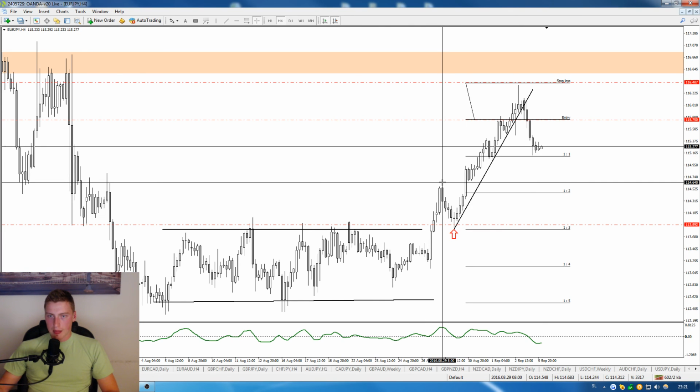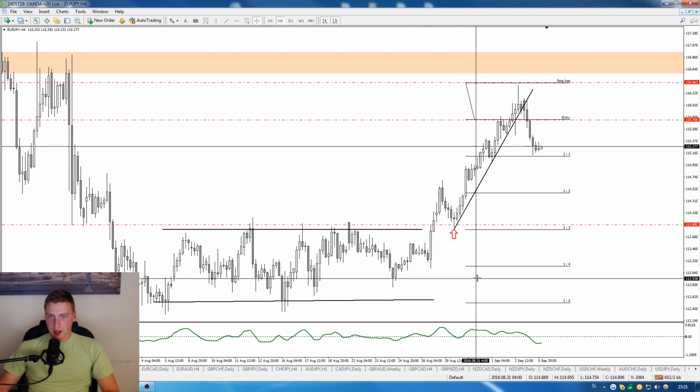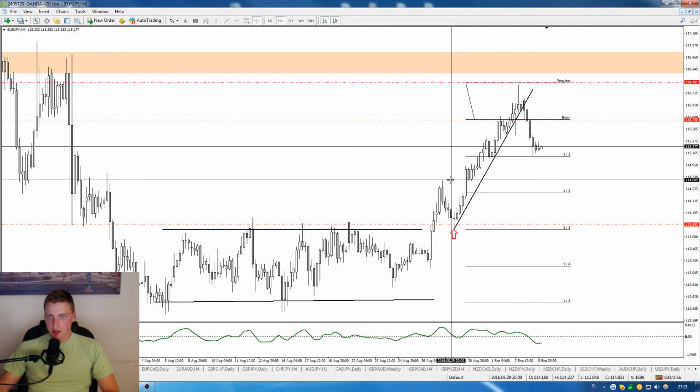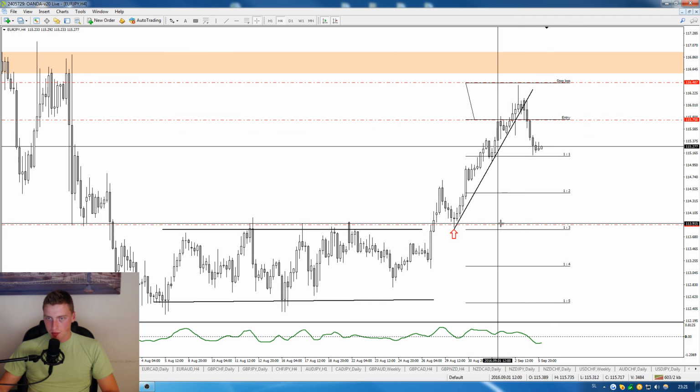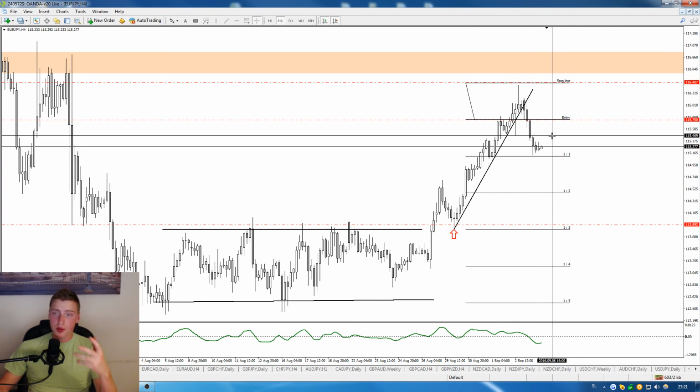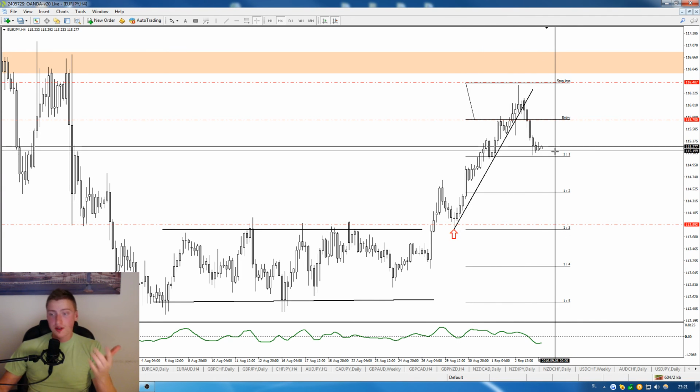I have moved stop loss to break even. Even if the price continues to the downside and stops me out from the original trade, I'll still make profit. And this is the beauty of hedging.